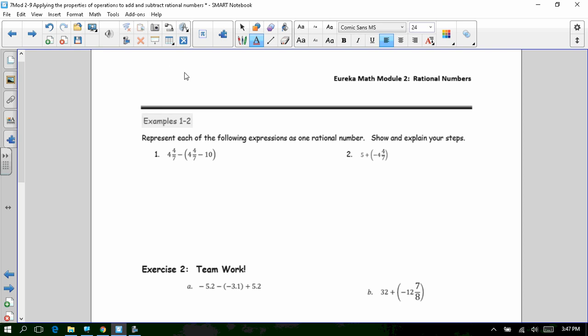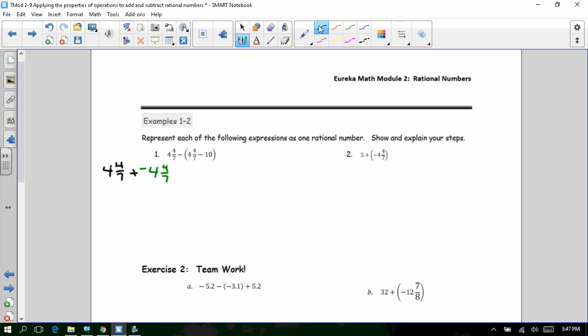It says, represent each of the following expressions as one rational number. Show and explain your steps. First, I'm going to write this first part, the 4 and 4/7, no big deal. The first number is right where it is, but that's subtraction. Remember, subtraction means add the opposite. So I'm going to add -4 and 4/7.